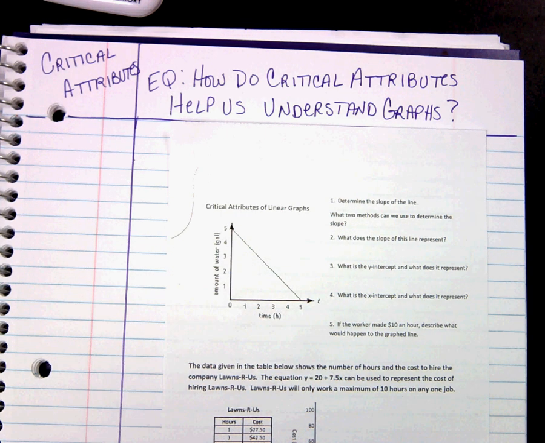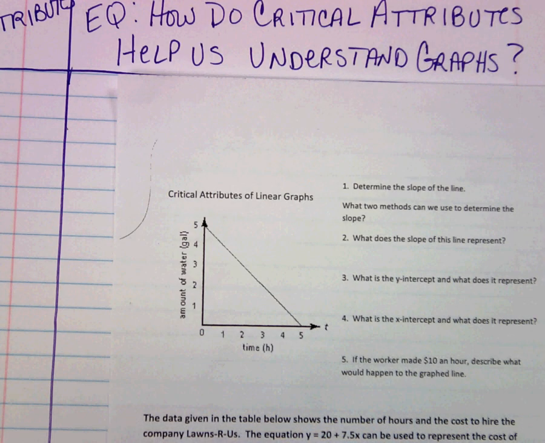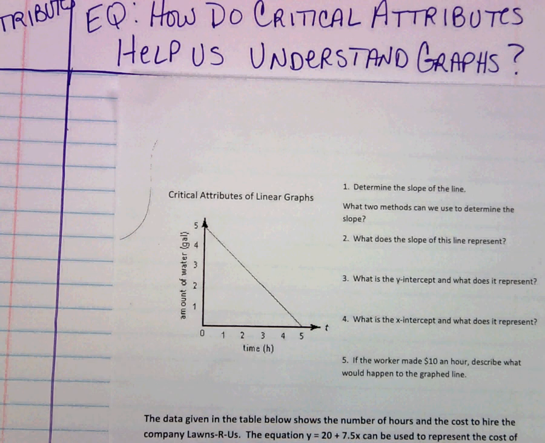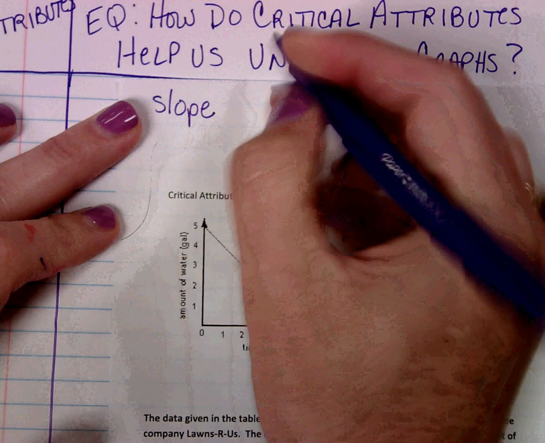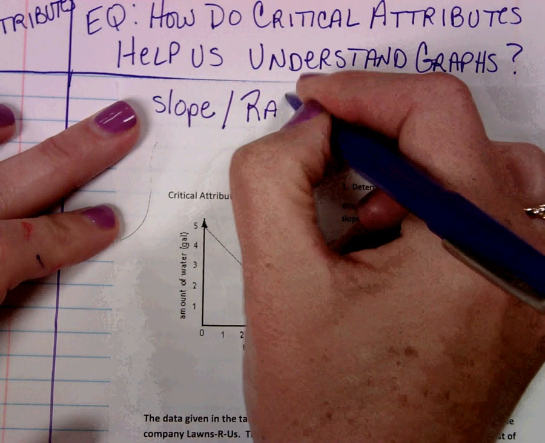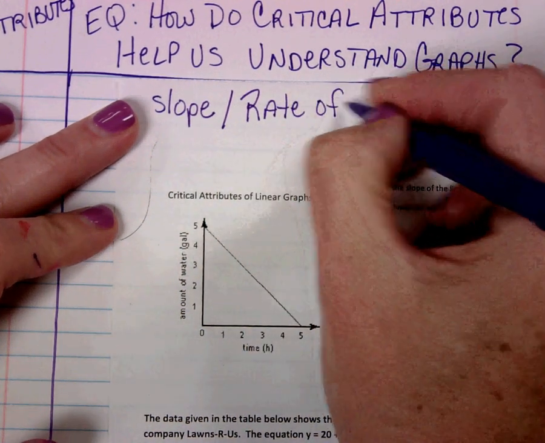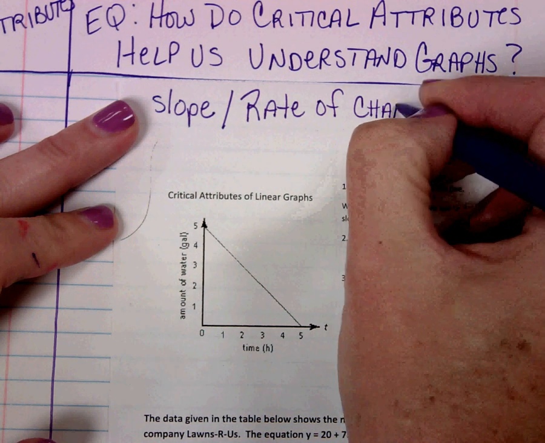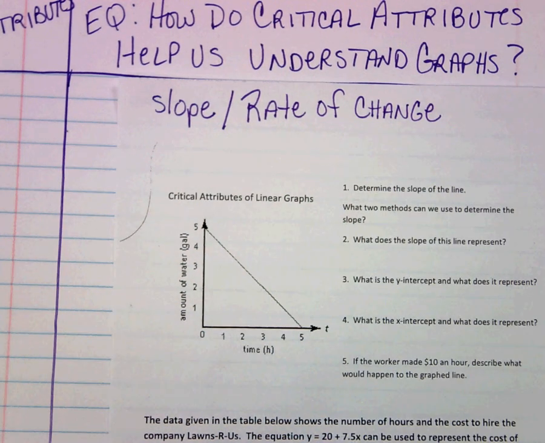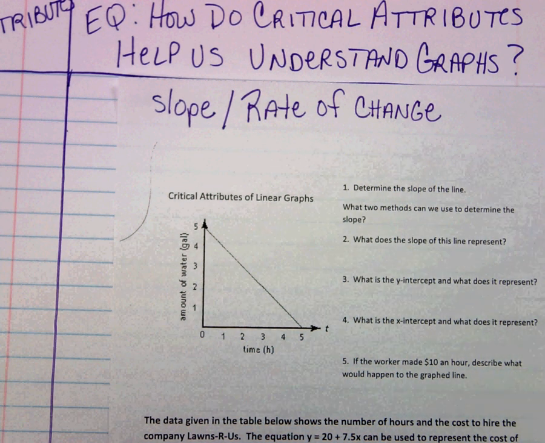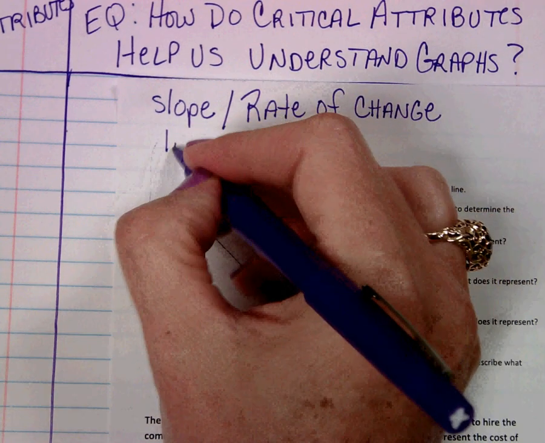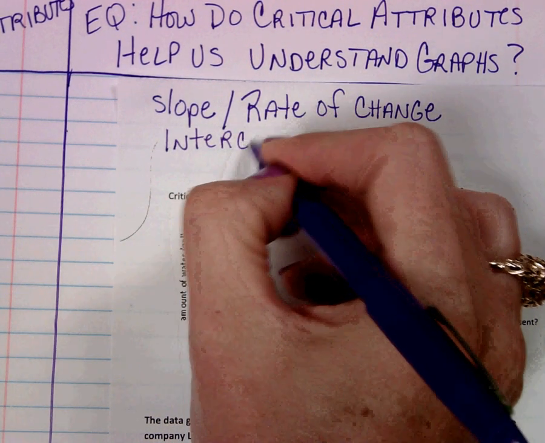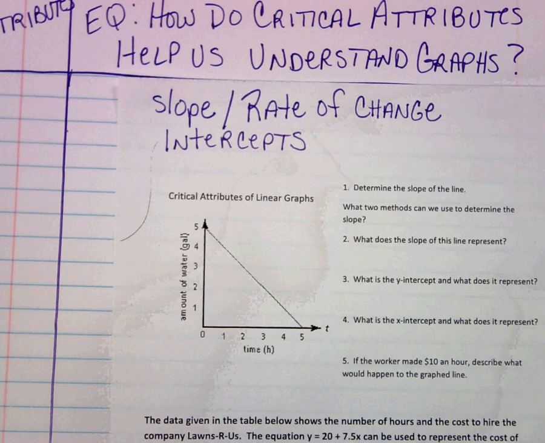When we're talking about critical attributes of graphs, the things that we are talking about are slope, so identifying the slope, and another name for slope is also rate of change. So slope is what we call it when we're dealing with straight mathematical problems. We refer to it as rate of change when we're dealing with real-life examples or word problems. We also talk about our intercepts, X and Y intercepts, when we talk about the critical attributes.